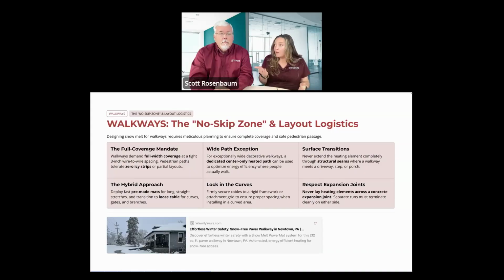But there's times, as Scott and I have just said, power is not always available. So we may do something like a hybrid approach. And a hybrid approach is commonly used. We might do mats for a portion for the long straight sections of walkway or patio. But then if you have a curved area or it goes up some steps or something like that, we might use a cable combination. So we do a hybrid approach sometimes.